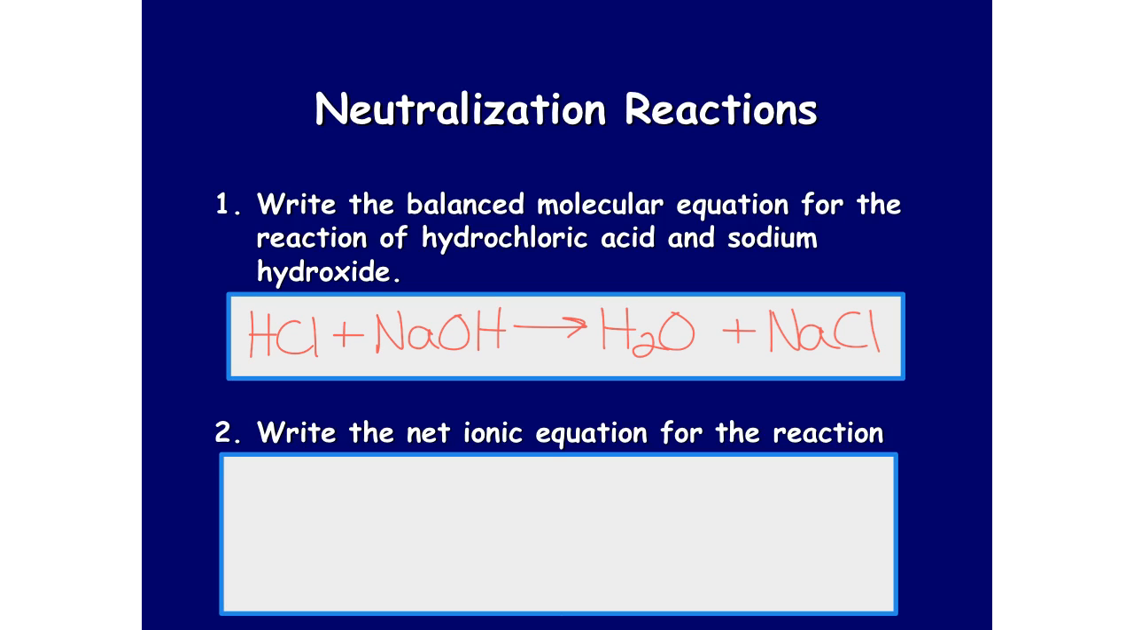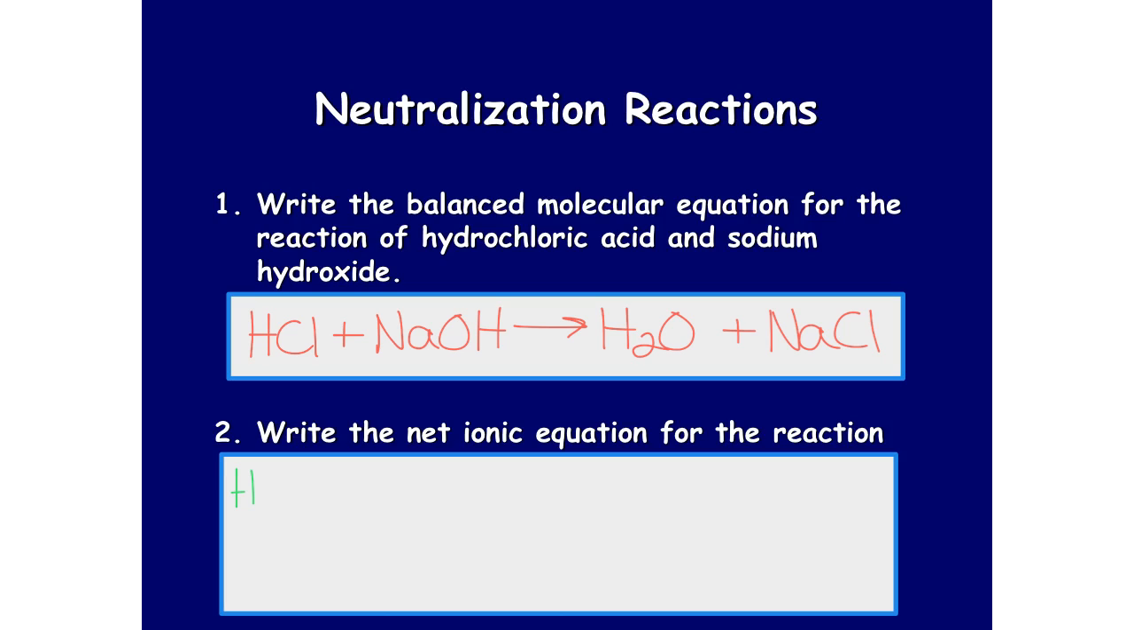Now, in order to make the water, the hydrogen ion from the acid plus the hydroxide ion from the base make the water, and then the leftover cation and anion will make our ionic salt. All right, we are going to next do our net ionic reaction. So for a net ionic reaction, you break apart strong acids, strong bases, and soluble ionic compounds.